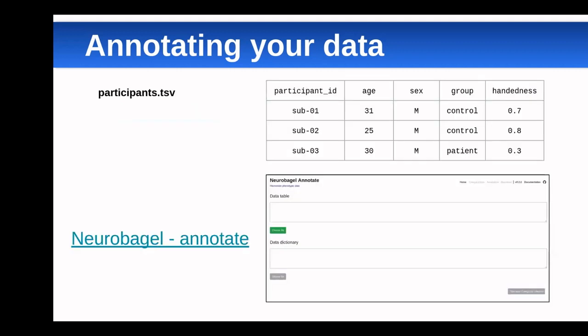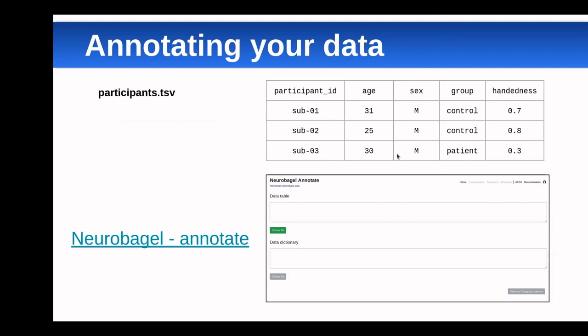The other part of your data set that you can annotate, and it's really important to annotate, would be the participant.tsv that I was mentioning earlier. For example, here you have columns that relate to age, sex, group, and handedness.